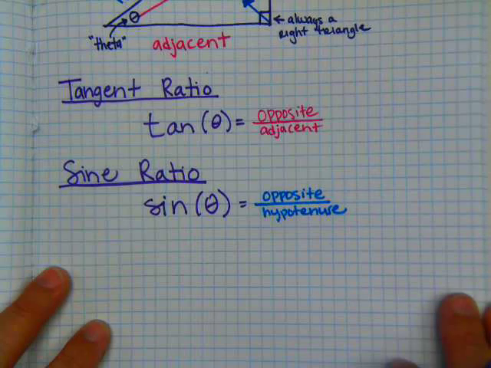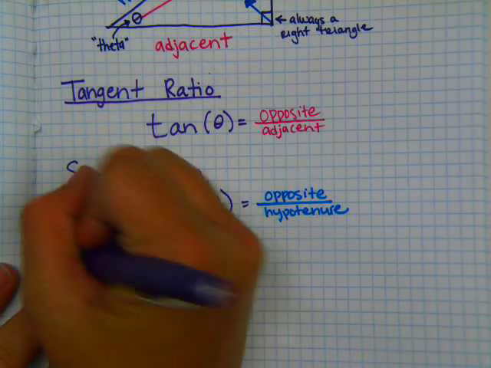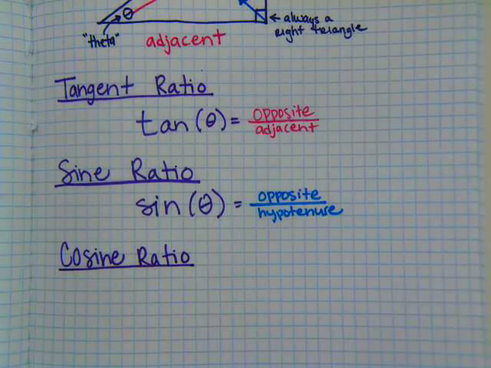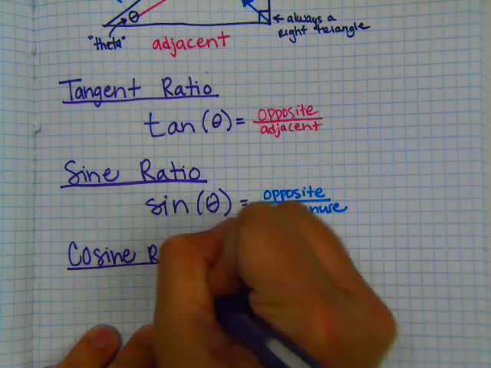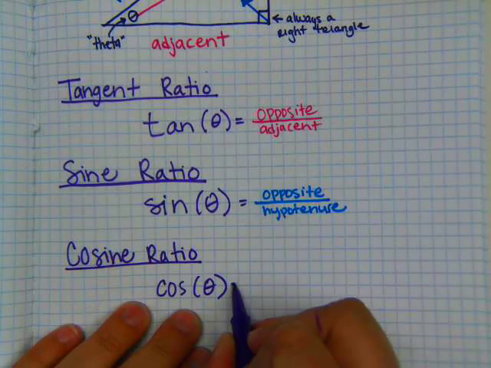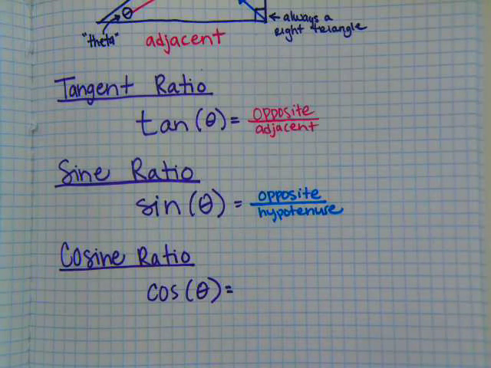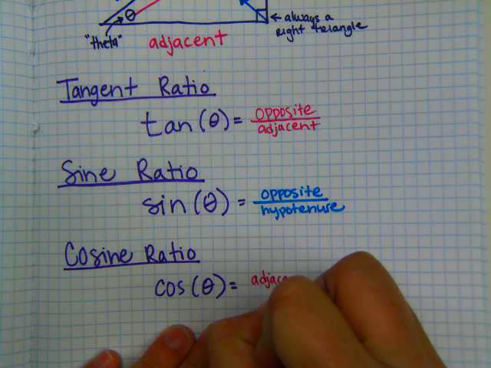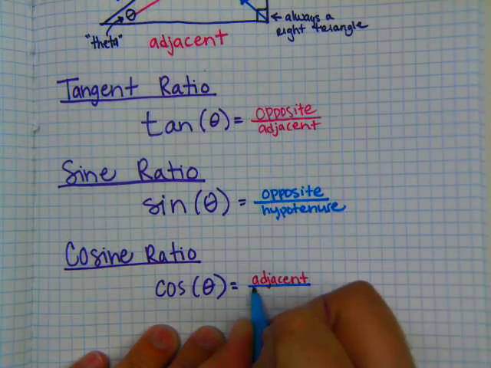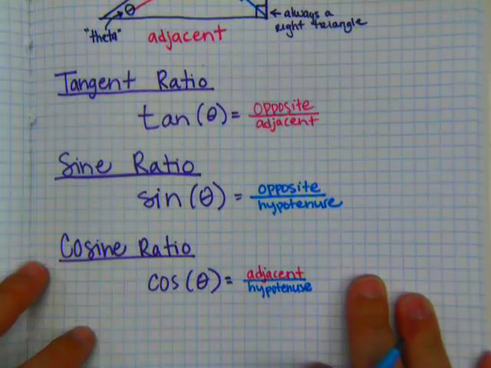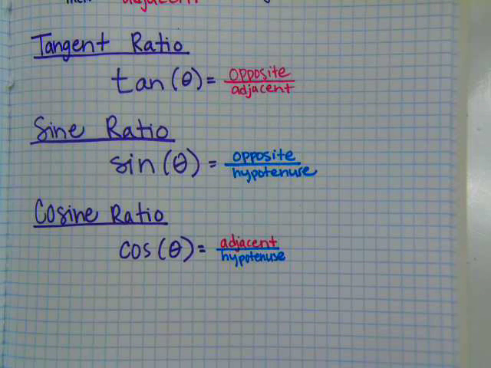And then our third trigonometric ratio is cosine. Cosine ratio, and we write that cos of theta, and you don't say cos theta, that's cosine theta. And your cosine ratio is going to be adjacent over hypotenuse. So it's the adjacent over the hypotenuse. So you'll notice you use all three sides just in different ways for the different ratios.